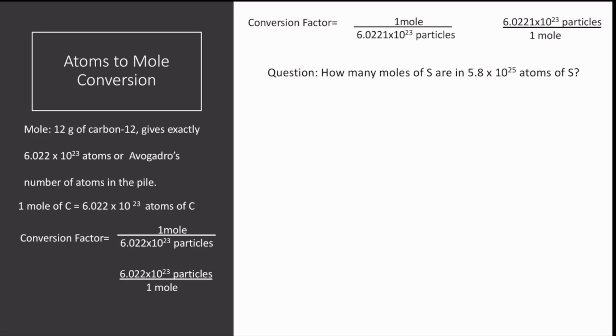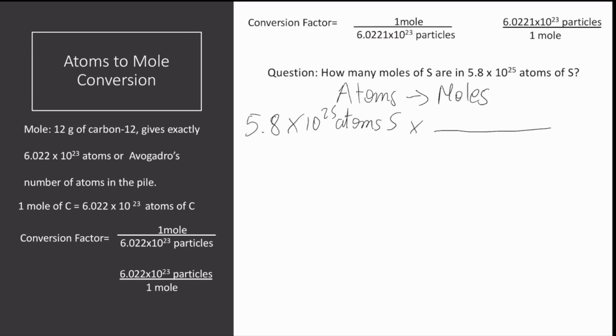The next case is to convert from atoms to moles. As an example, we have the following question. How many moles of sulfur are in 5.8 times 10 to the 25th atoms of sulfur? So in this case, we're going from atoms to moles. We start with 5.8 times 10 to the 25th atoms of sulfur. And we have to multiply by the conversion factor that has atoms in the denominator so that it can cancel out with these atoms units.